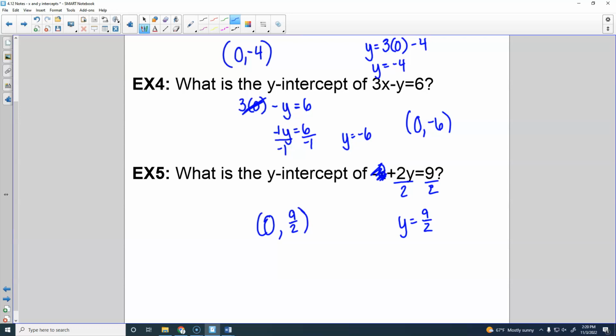Okay. Questions? You can always solve those for y. It will give you the y-intercept. It's just, I think it's a little quicker and a little easier just to plug in that 0 for your x. There. All right, well, okay here?